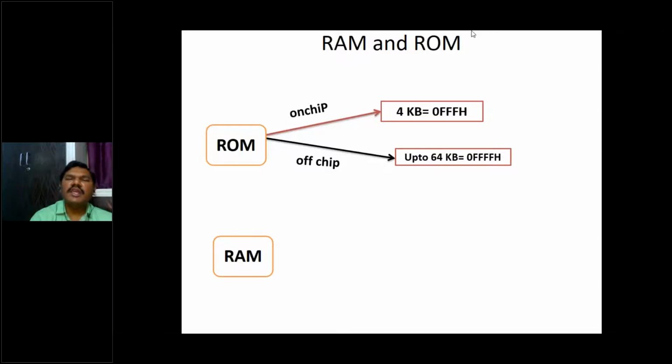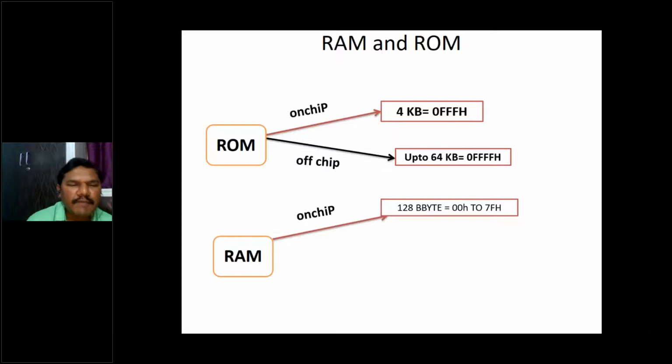So this ROM is used to store only the programming part, the instructions or code. That's why it is also called program memory. 4 KB is enough. How is 4 KB equal to 0FFFH? I'll explain that in the next slide.